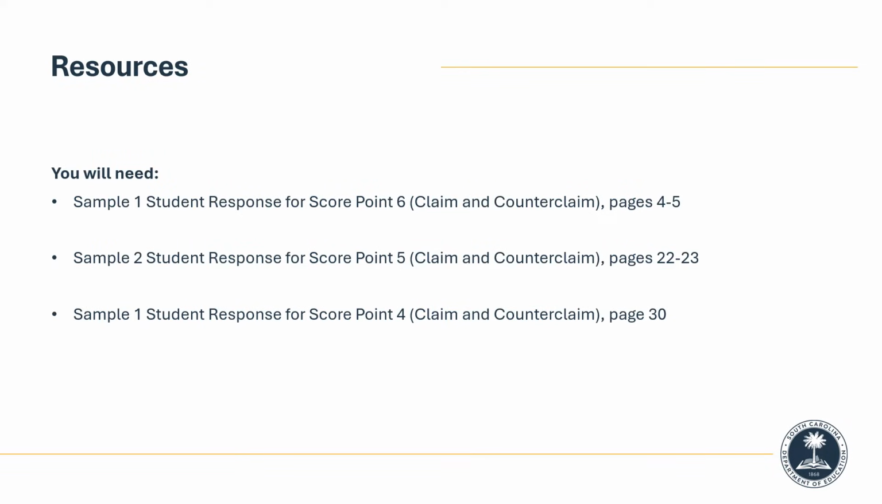As we look at claim and counterclaim, you will need to access the color-coded papers for Sample 1, Score Point 6, Sample 2, Score Point 5, and Sample 1, Score Point 4. For now, you will only need the yellow and green color-coded versions of these responses. You may wish to pause while you locate these samples.